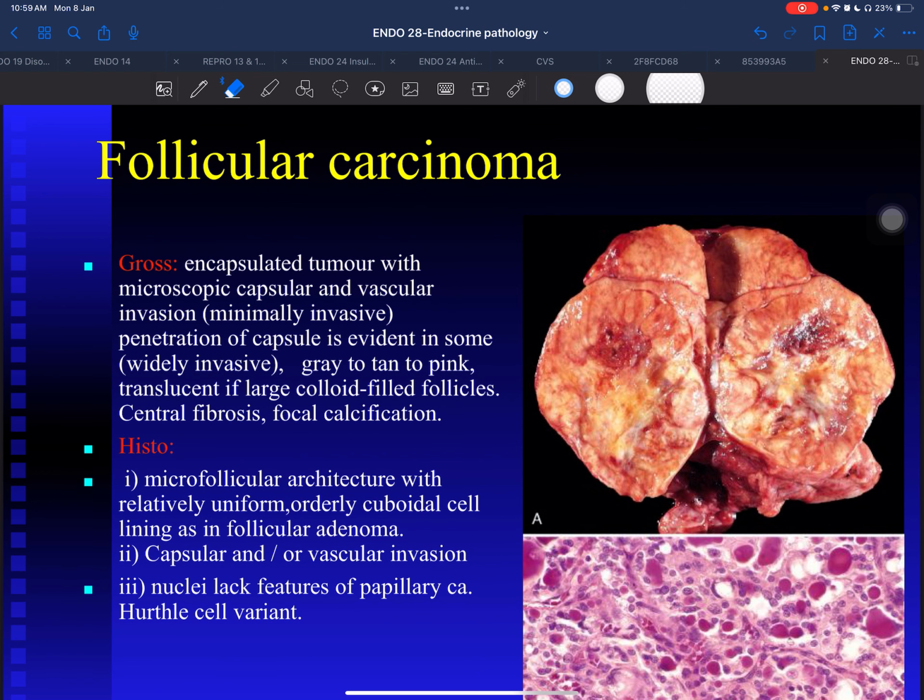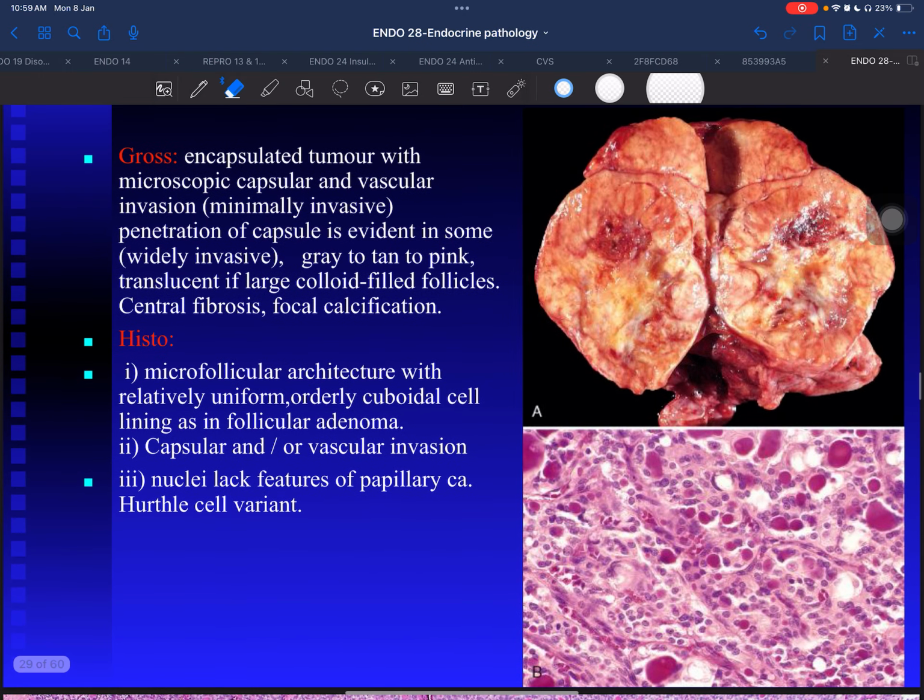Faham? So capsular atau tengok dalam mikroskop, cari blood vessels. Ada tak thyroid cancer cells, follicles ni ada dalam blood vessels? That's what we call vascular invasion. So salah satu, ada capsular invasion pun dah carcinoma, ada vascular invasion pun dah carcinoma, either one. So we have to look for that. Okay? Kalau nicely encapsulated, no capsular invasion, no vascular invasion, it is a follicular adenoma.